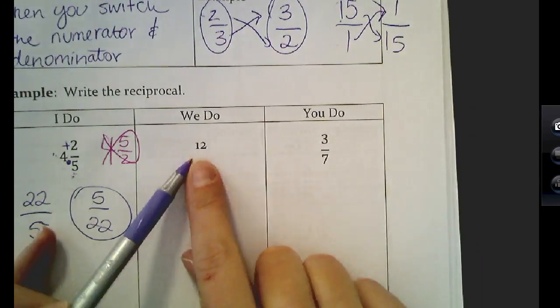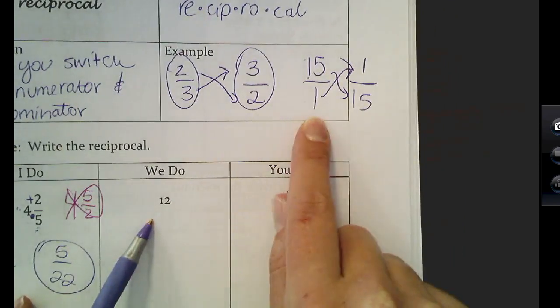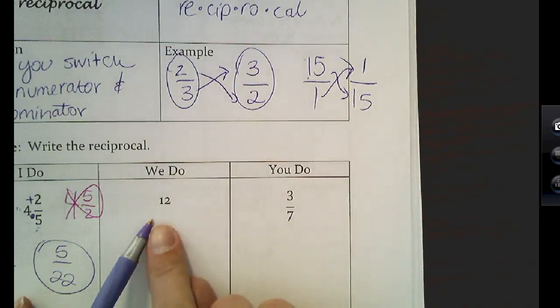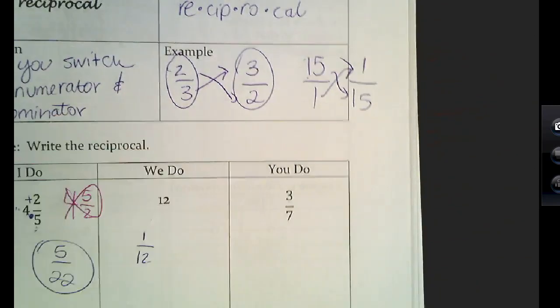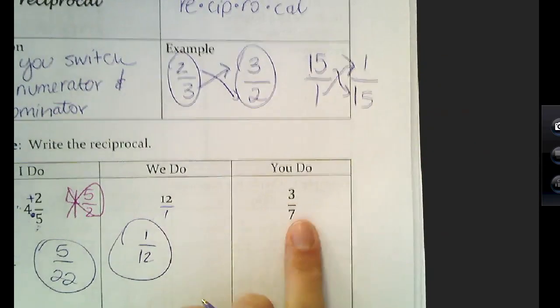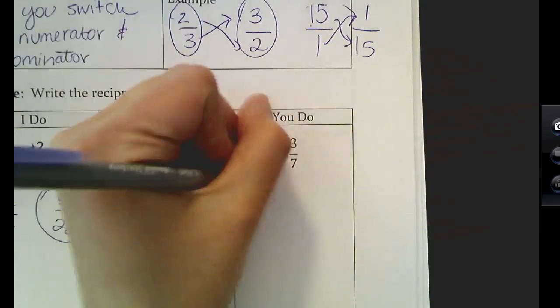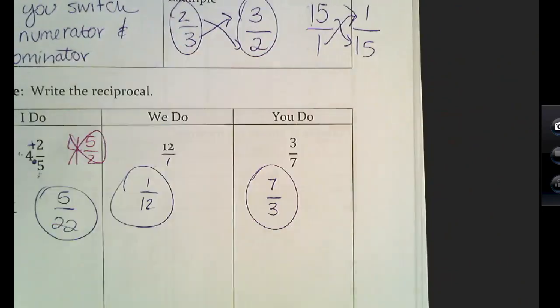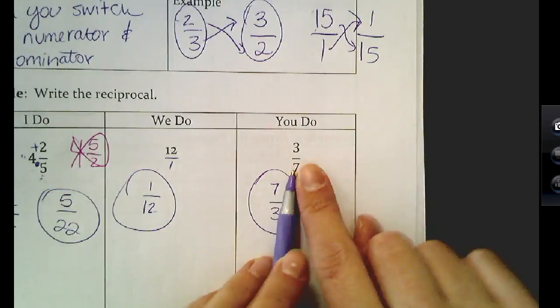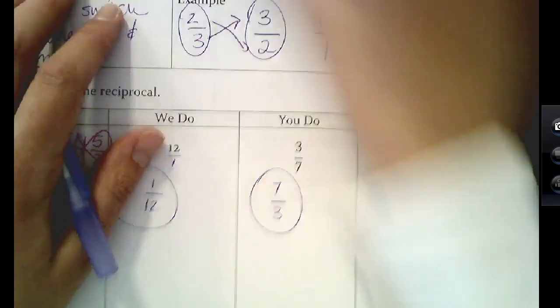All right, who can raise their hand and tell me the reciprocal of 12? If you need to, look back at this example here. Yeah, 1/12. Very good. 12 as a fraction would be 12 over 1, so your reciprocal is 1/12. Who can raise their hand and give me the reciprocal here? Yep, so 3 over 7 was the initial, so the reciprocal is 7/3. So that's how you do a reciprocal.